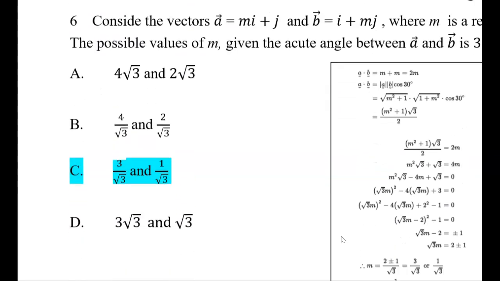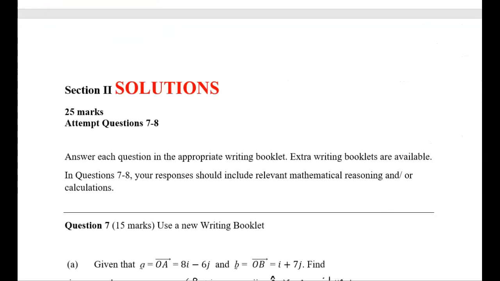I can't remember. Okay, so that was out of 6. They were our 6 multiple choice questions. Okay, so going on to the second section. The second section is out of 24 marks, not out of 25 marks, as it says there.